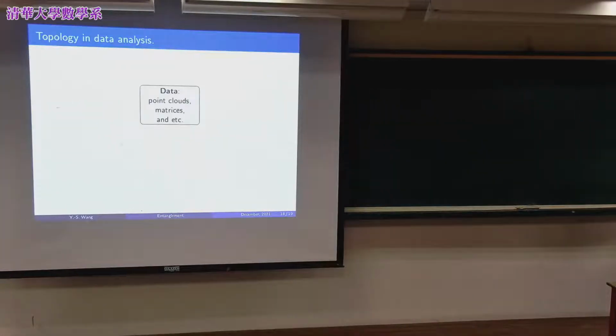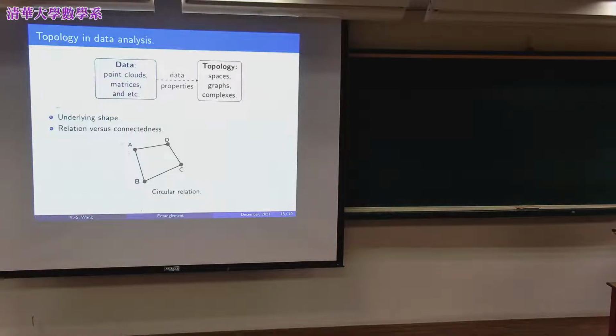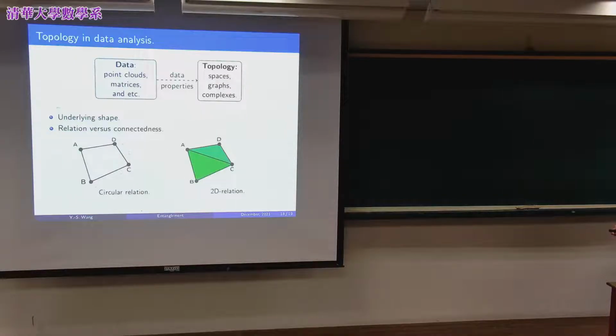All right, so for data analysis, usually you get a point cloud or a matrix. And then the idea is that I want to use the properties of the data to construct a topological space or graph or simplicial complex. Let me give you an example. Suppose there are 4 people. Person A knows person B, B knows person C, and person C knows person D. And A and D are also friends, so they form a circle. But A and C are completely foreign to each other, so there is a circular relation. But if A and C are also good friends, then you get a 2-dimensional relation.